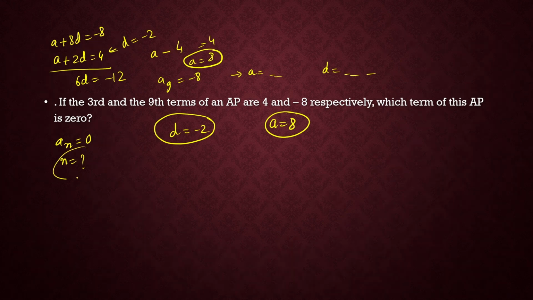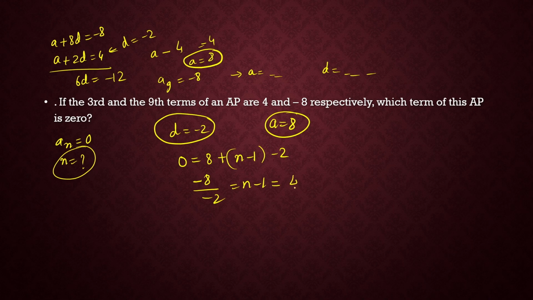An is 0. You have to find the value of n. So An equal to A plus n minus 1 into D, where D is minus 2. So that becomes minus 8 by minus 2 is equal to n minus 1, that is equal to 4. N is equal to 5. So this shows your fifth term will be 0. Or you can do it by yourself. See, first term is 8. Common difference 2 means your second term will be 6. Then 4, 2. Sorry. See, second, third, fourth, and fifth. Your fifth term is 0.